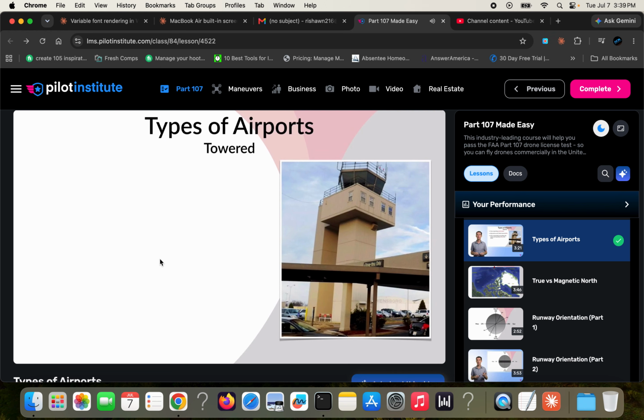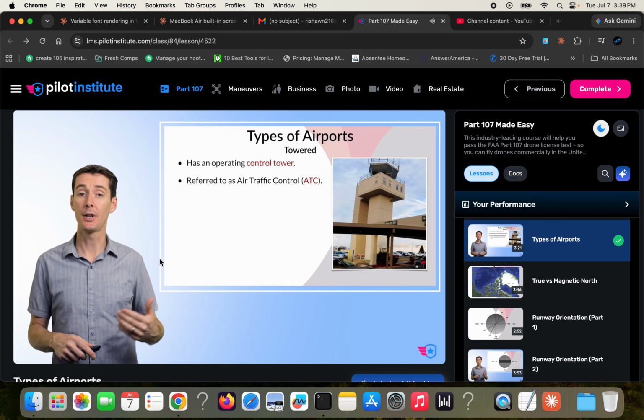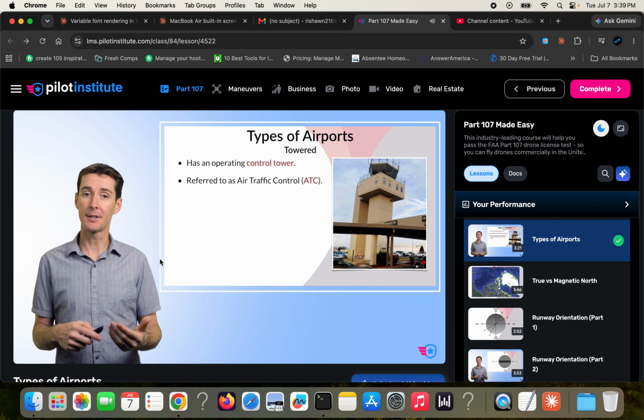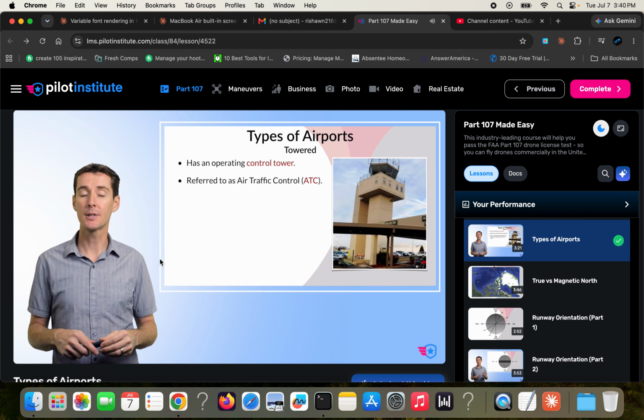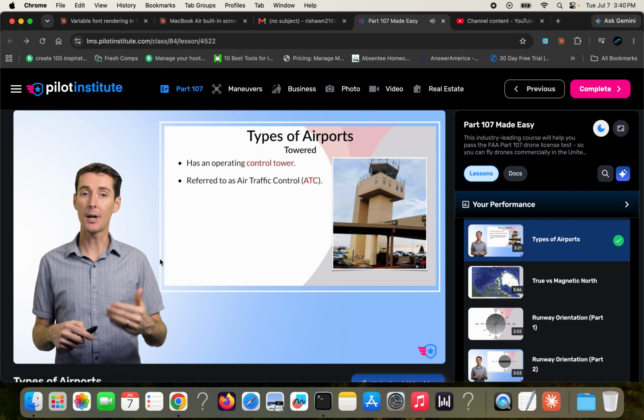The first type of airport, towered airport. You can see a picture of the tower right here. All it means is it has an operating control tower, and we call that ATC, air traffic control. So you're going to hear me say ATC a lot. It means that there's a guy or a girl in the control tower that's giving you directions, giving you things that you have to do.